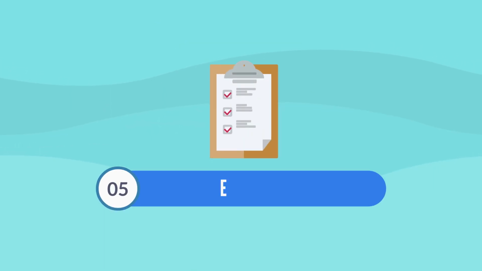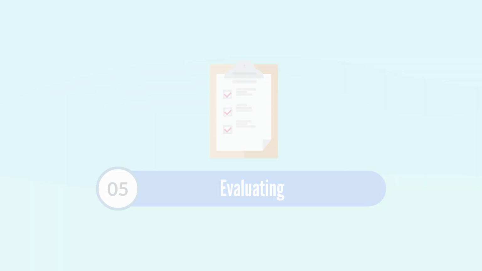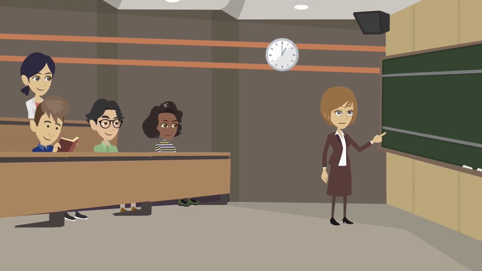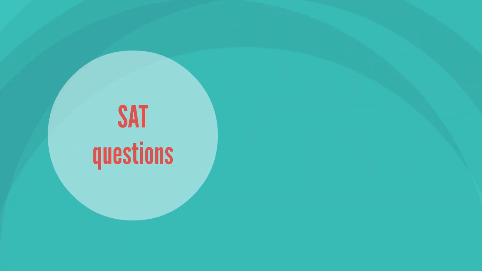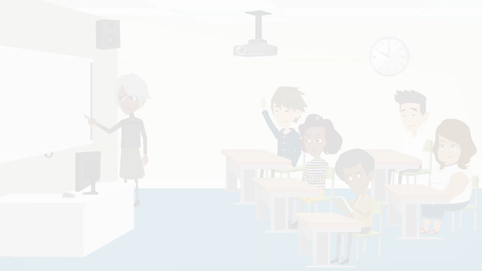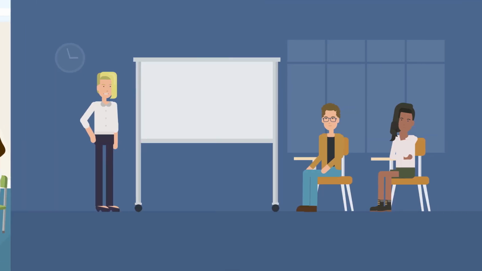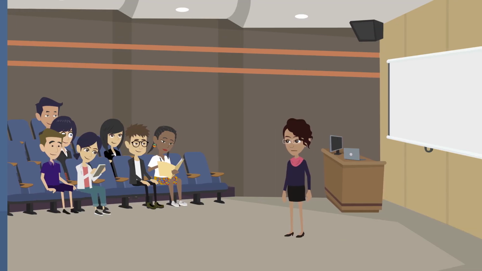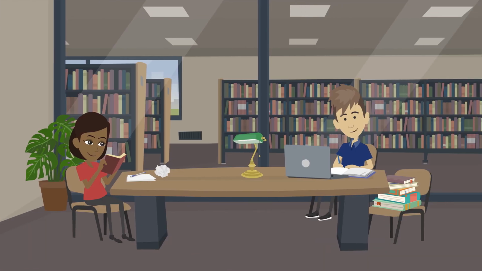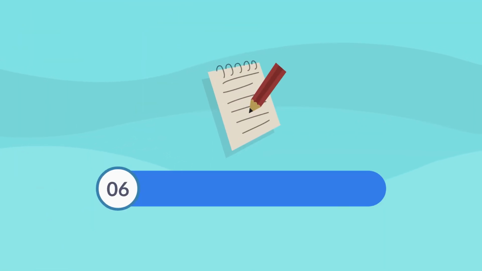Number 5. Evaluating. This stage requires making judgments by synthesizing the information presented to you. A lot of hard SAT questions and AP test questions fall in this category. In a classroom setting, evaluating involves students being able to connect pieces of material presented in different lectures and figuring out how they intersect. Number 6.